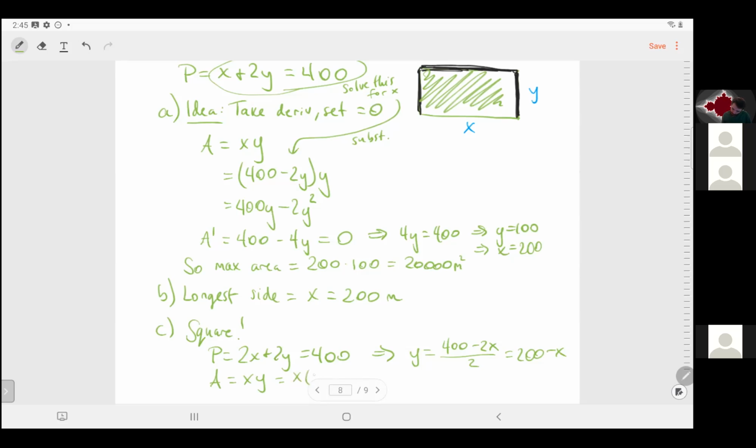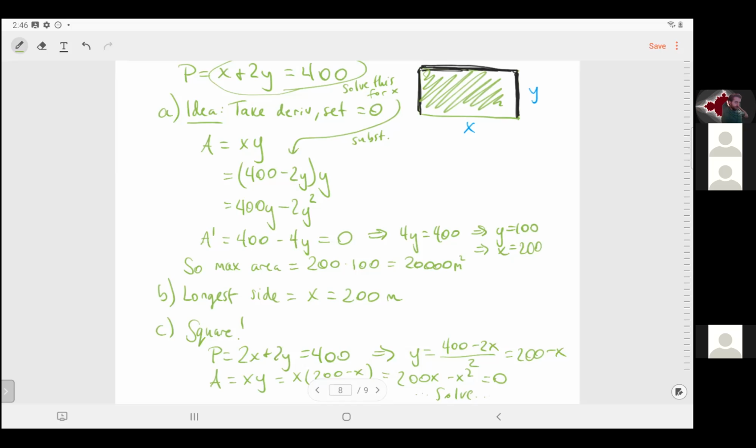So I'll just say solve. Because I ran out of space. But yeah, you'll get kind of an ugly number, but it'll be the same value for x that you get for y. So it's a square.